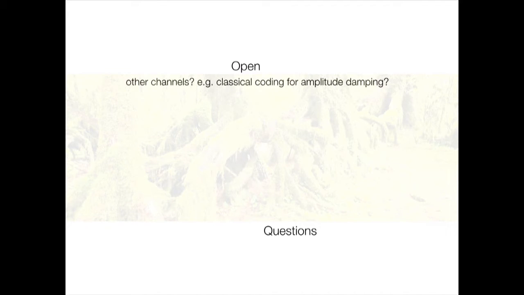All right, so this was the algorithm for one specific channel. What about other channels? What if we tried to do classical coding for the amplitude damping channel, for instance? Not quantum. The previous slide was about quantum communication.